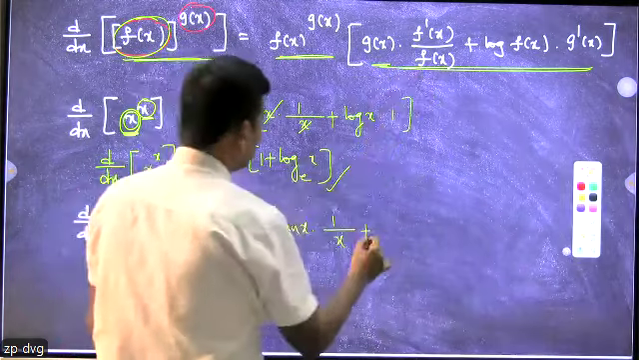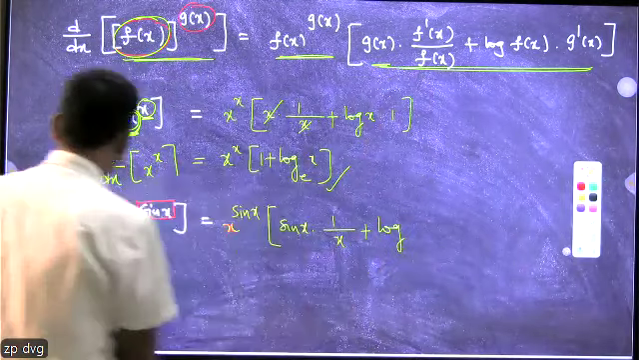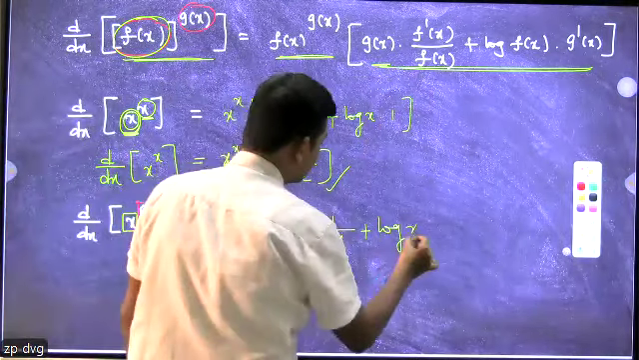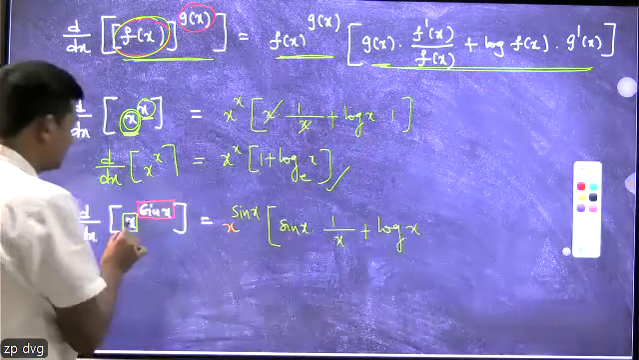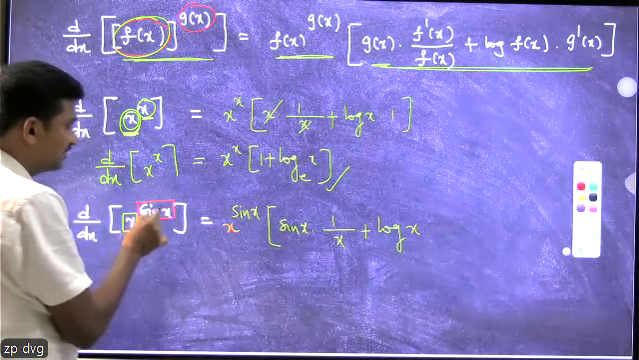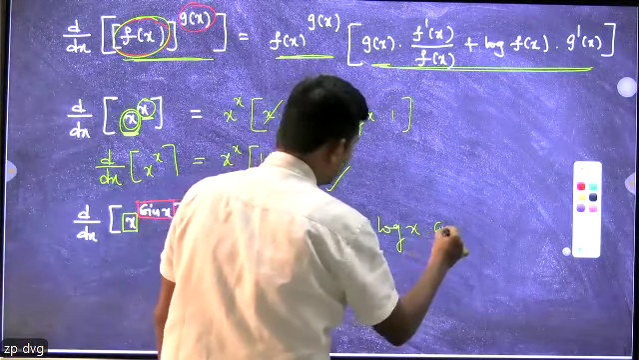Plus logarithm of f of x. What is f of x here? F of x is x. Logarithm of x into g dash of x. This is f of x. This is g of x. G dash of x. Derivative of sin x is what? Derivative of sin x is cos x.